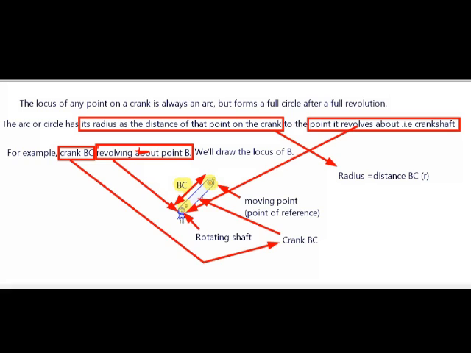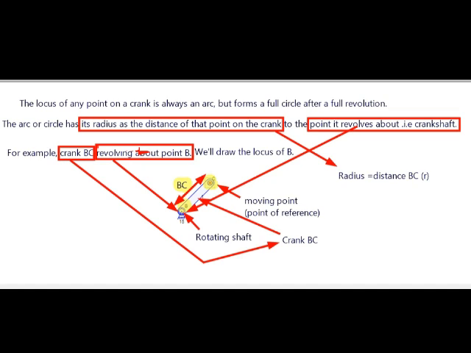The locus of any point of the crank is always an arc that forms a full circle after a revolution. So that's point C. If it's set to revolve, it forms an arc, and after it comes back to where it started, it forms a circle. So the arc or circle has its radius as the distance of that point on the crank to the point it revolves about. So its radius is the distance of that point on the crank, that's B to C. Then the point it revolves about is the crankshaft, so the point it revolves about is point B.